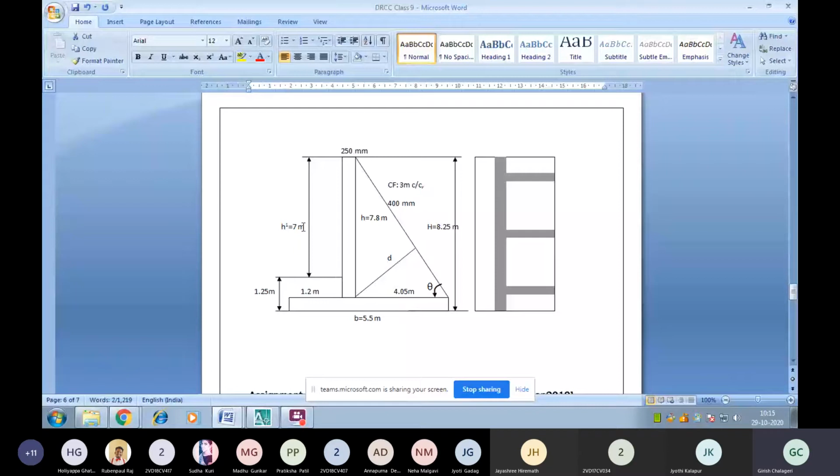Height, which is given here, H1 as 7 meters above ground level, and 1.25 below ground level is given. So the total height will be 8.25 meters. We are assuming the thickness of slab as 0.45. So 8.25 minus 0.45 will be 7.8, the height of the backfill over the stem. Next comes the distance between the counterforts. Counterforts we are assuming 400 mm thick and provided at a distance of 3 meters center to center. Assuming thickness of counterfort as 400, we get 2.6 meters.